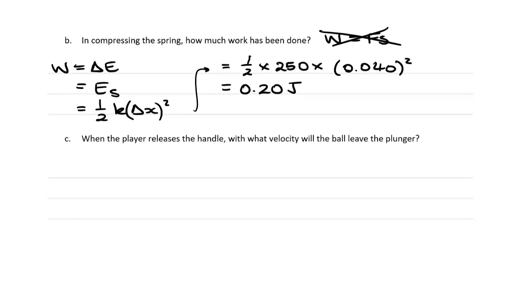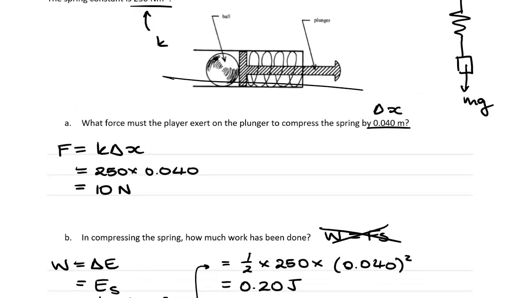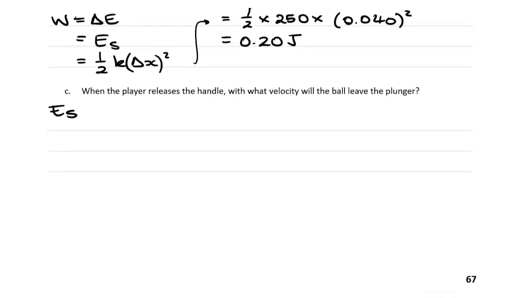It says, when the player releases the handle, with what velocity will the ball leave the plunger? We have an excellent example of energy conversions happening here. Work was done to extend the spring. Now that the spring has spring potential energy and it's stationary, we're about to release it. That means spring potential energy is going to get wholly converted to kinetic energy. There's no gravitational potential energy here because we're dealing with an entirely horizontal surface. We're not changing our height. So we've got spring potential energy going to kinetic energy.